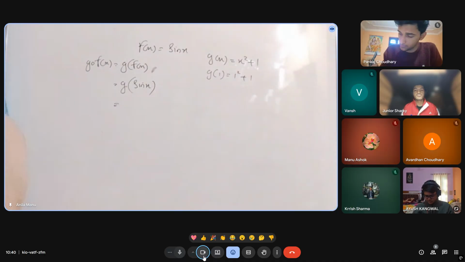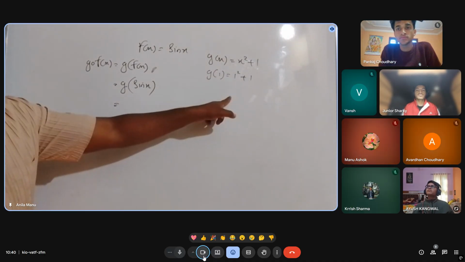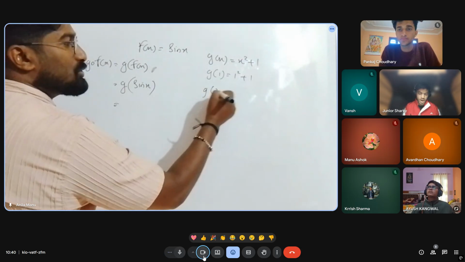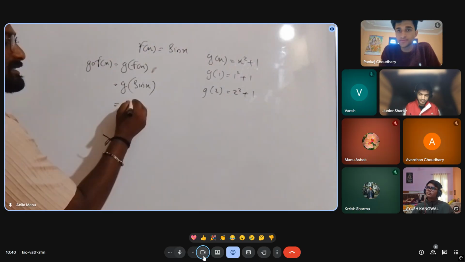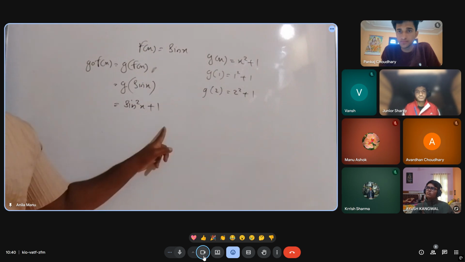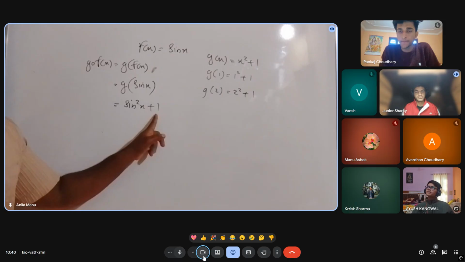You know that in smaller classes, polynomial functions or polynomials, you know how to find the value of the polynomial. So g of 1 is 1 square plus 1. G of 2 is 2 square plus 1. So g of sin x is sin x the whole square, that is sin square x plus 1. See, composition. Got it? Understood? It's a composition of two functions.